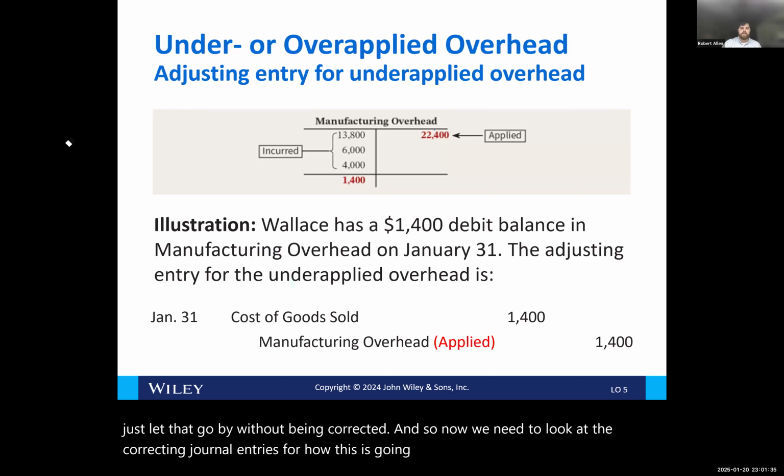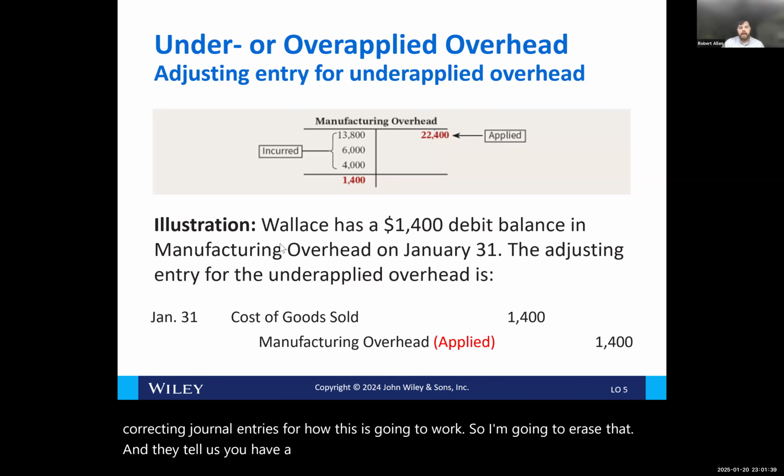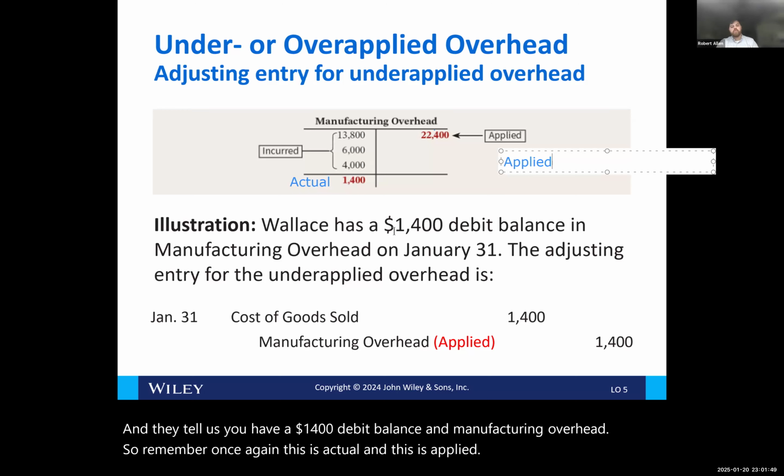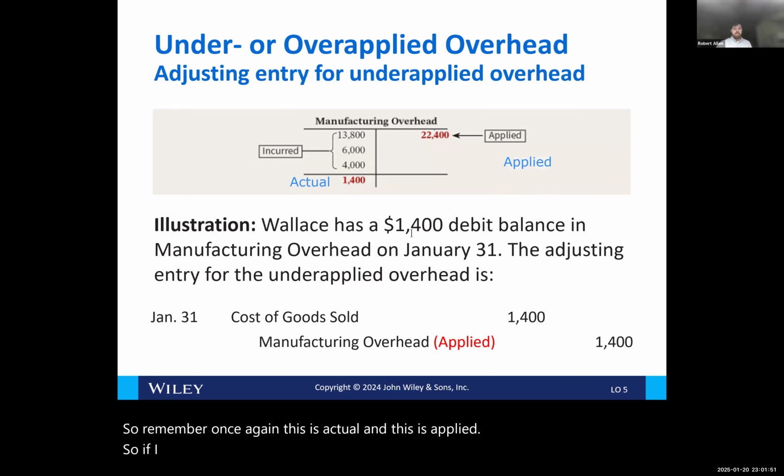So I'm going to erase that. And they tell us we have a $1,400 debit balance in manufacturing overhead. So remember, once again, this is actual and this is applied. So if I actually incurred more overhead than I've applied, then right now my inventory balance is understated.